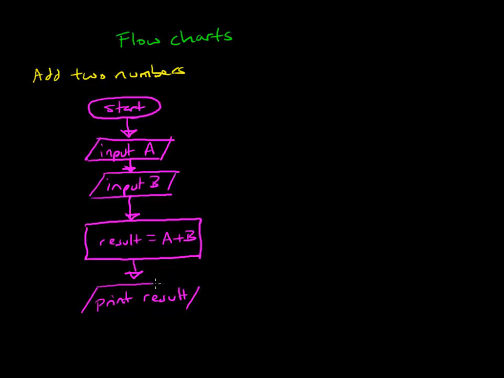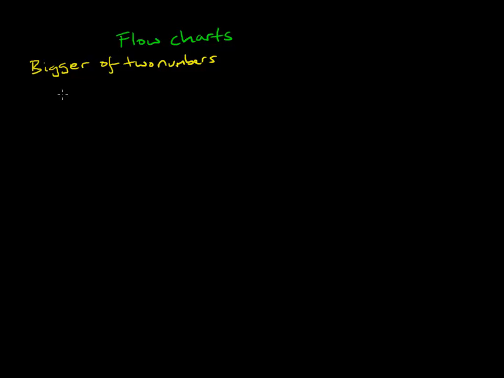Let's just do that again. And then to finish, I can use the word finish or end, and again that goes into a sausage symbol. And so that's the first one, to add two numbers. We're then going to look at a second flowchart. This is to find the bigger of two numbers, so it will take two numbers in and it will print the bigger one on the screen.